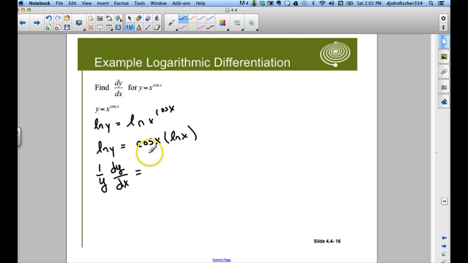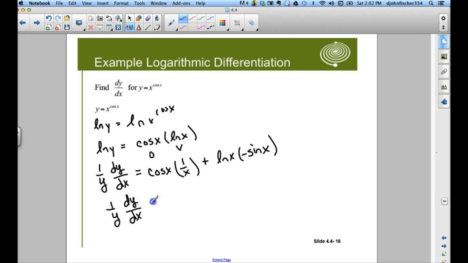The product rule, we're going to say u and v. So u, cosine x, times the derivative of v, 1 over x, plus natural log of x times the derivative of cosine, which is negative sine of x. So we have 1 over y dy/dx is equal to the cosine of x over x plus negative sine of x times natural log of x.